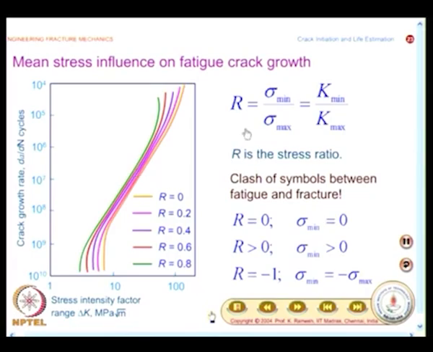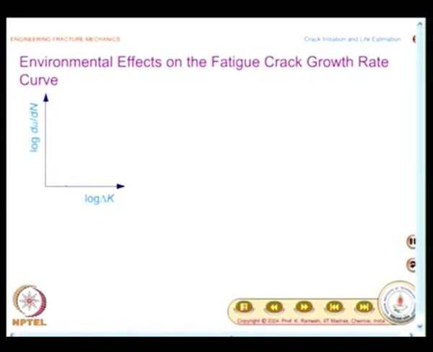And I have already mentioned R is not the R curve, it is actually sigma min by sigma max, or K min by K max, and we work on R equal to 0 or R greater than 0. So, we will now look at how the environment modifies the sigmoidal curve.